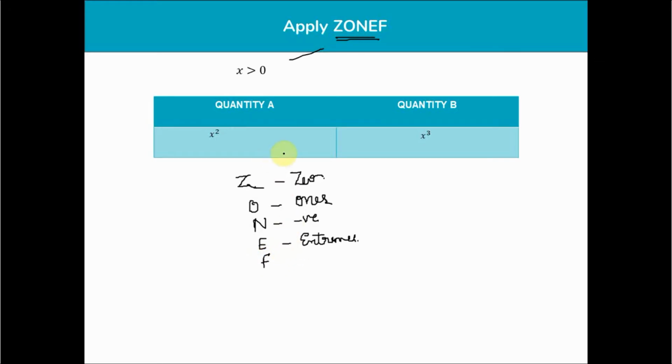In this case, as I told you, let me write it down here. F stands for fractions. So when x is equal to 1, obviously both the quantities are equal. When x is an integer greater than 1, for example x is equal to 2, then x cube is greater than x square, that is, quantity B is greater. Now in this itself, you can say that you do not have any conclusive evidence about which quantity is greater. So you go for option D.